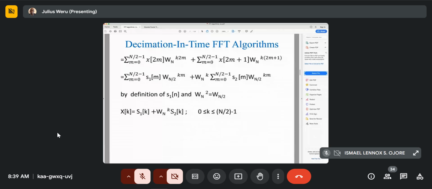And then for the odd samples, we have the same, m equals 0 to N over 2 minus 1, x of 2m plus 1, W_N to the k(2m plus 1). So this is the DFT of the even samples, and this is the DFT of the odd samples. Now, incidentally, I hope you understand without me writing it down. This is the same as this.